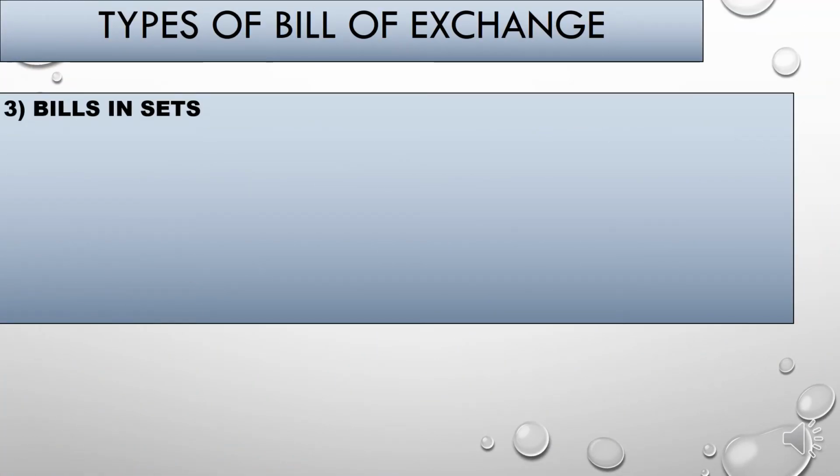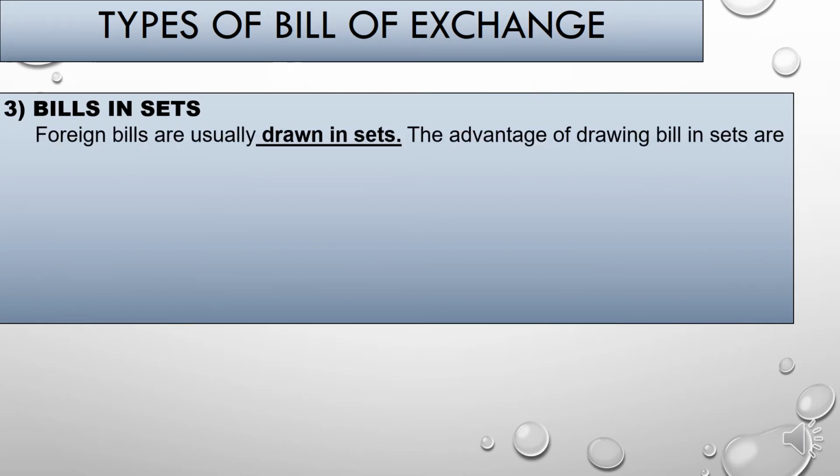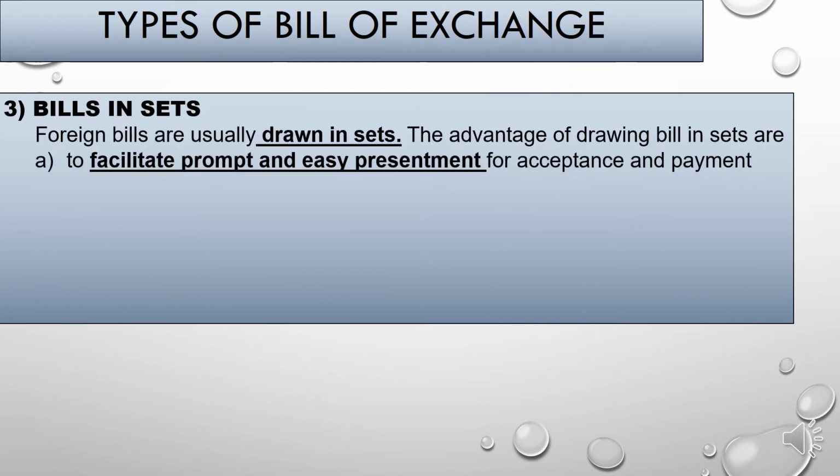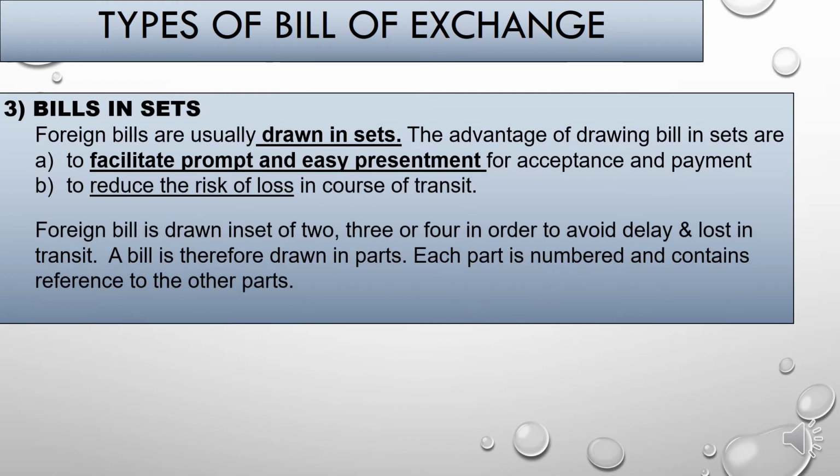Ahead, third point, bills in sets. A foreign bill is usually drawn in sets, in sets of 2, 3 or 4, in order to avoid delay and loss in transit. Bills in sets are always drawn in parts, and each part should be numbered and should contain the information that is a reference to the previous part.